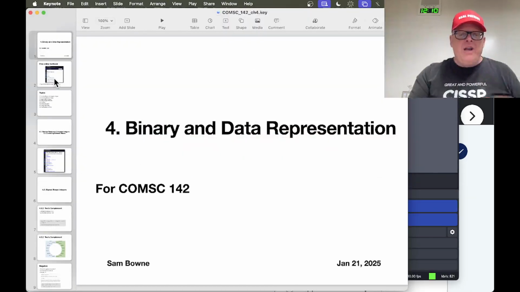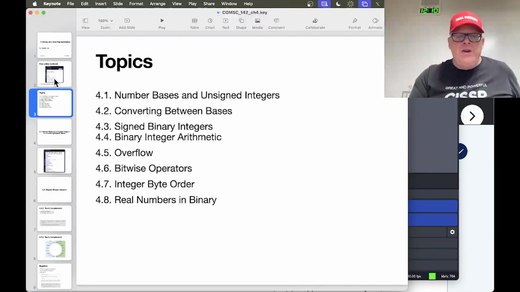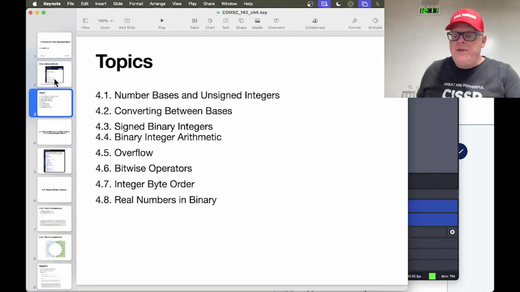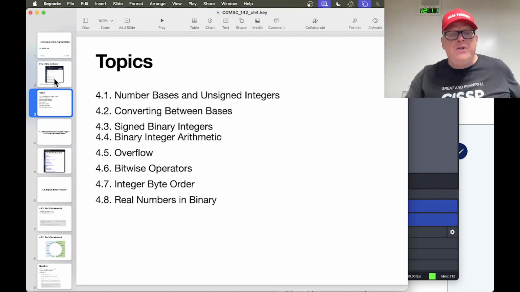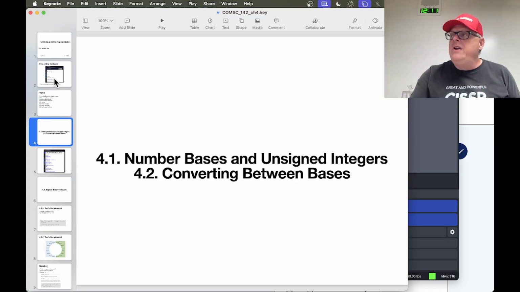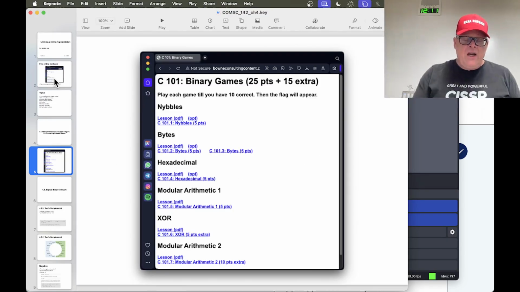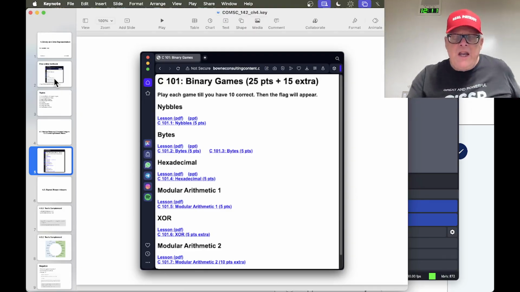All right, so binary and representing data in various ways. We'll talk about how this works. This is one of the major flaws in C and other languages, is that you have trouble converting numbers, overflows and underflows and so on. So I think we've talked about these binary games.